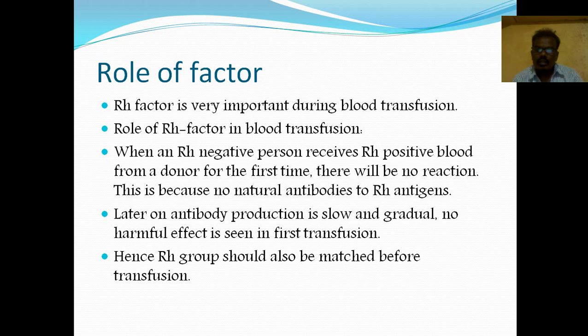Later on, antibody production is slow. When antibody is produced, no harmful effect is seen in the first transfusion. Clear? See, when RH negative persons receive RH positive blood for the first time, then no reaction takes place because of no natural antibodies.